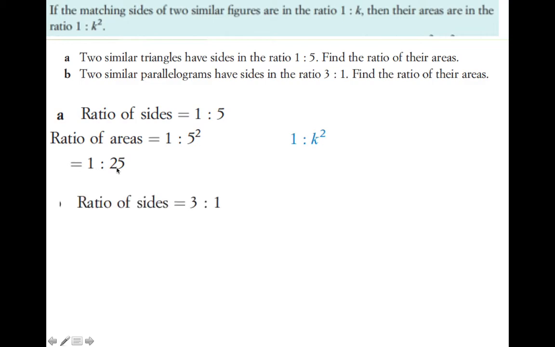The second point, now it's saying the ratio of the sides is 3 to 1. It's in the same form, but now the 1 is here and the k is here. It doesn't make a difference of where your 1 is. The relationship is still going to increase that k, whichever position it's taking, the first or the second, by a relationship of squaring. So I square 3 and I get 9 to 1. So the ratio of their areas now are in the proportion of 9 to 1.